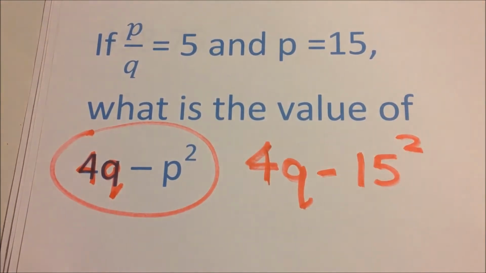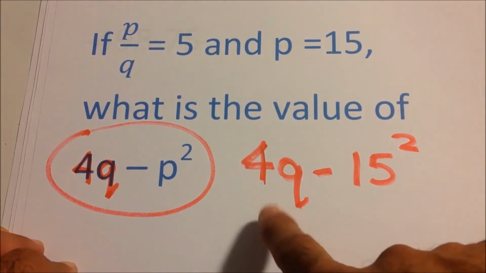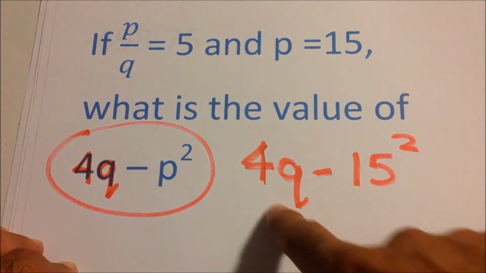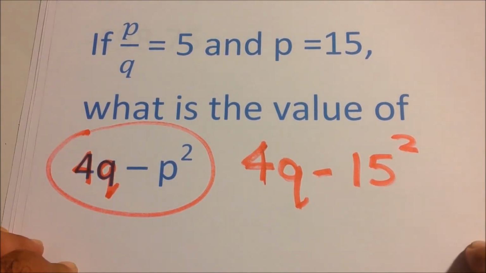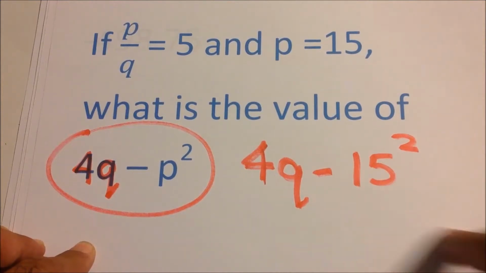So always put in what you have. Now we're missing what Q is, right? And remember order of operations. You can do 15 squared here, and then you can do algebra.